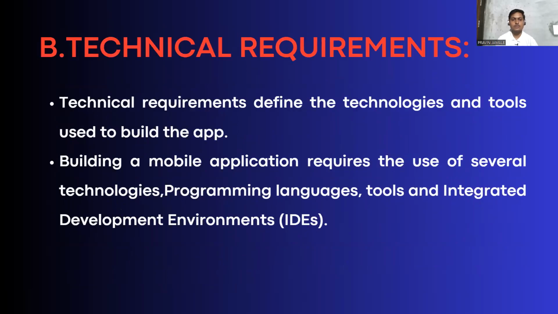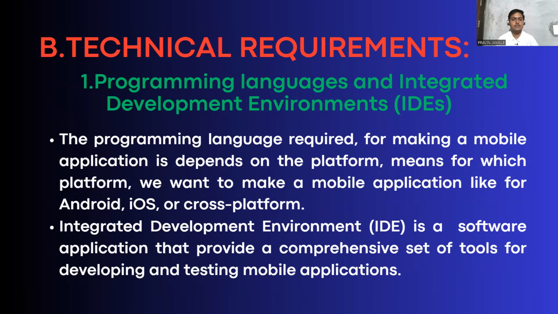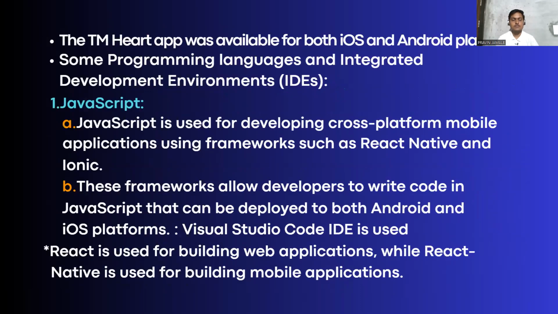Moving forward to the second category of requirements, technical requirements. In technical requirements, we define the technologies and programming languages required for building the app. Building a mobile application requires the use of various programming languages. The first technical requirement is programming languages and integrated development environments. The TM Heart app was available for both iOS and Android platforms, and some programming languages and integrated development environments are used to develop fitness and healthcare apps.